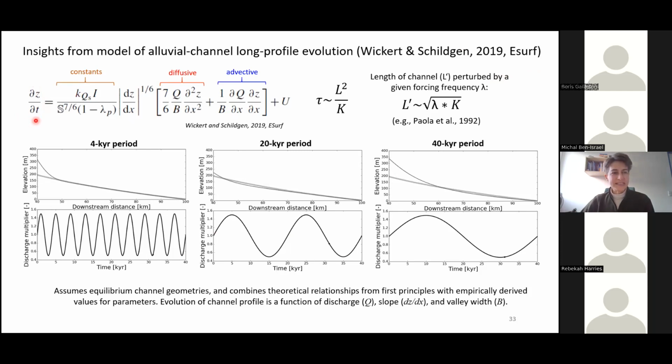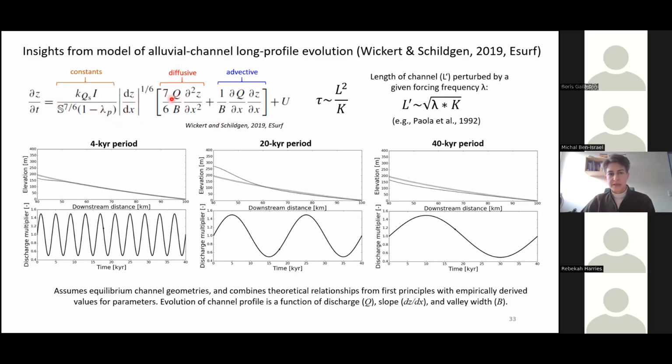So this is dz/dt, and I'll just quickly step you through what is in this equation. So there's a set of constants out in front, and just briefly, there's this K_Qs term, which I'll explain in more detail later. There's an intermittency term. This is just telling us what proportion of the time the channel is doing geomorphically effective work. There's a sinuosity term and a porosity term. dz/dx is the channel gradient. Okay, and as we move to the right, there's a diffusive component and an advective component.